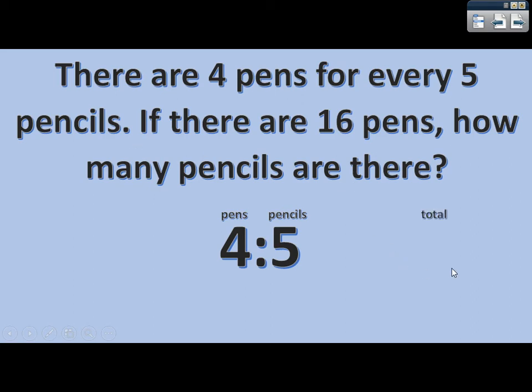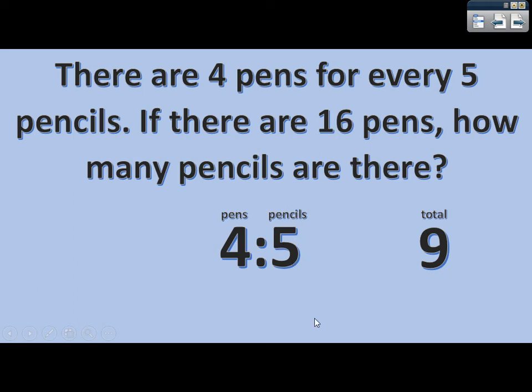I'll do a little total in case I need it. 4 plus 5 is 9. But forget about the total for now. Next it says if there are 16 pens. So we know what happens to the pens. They get changed from 4 to 16. It's going to be times. What do you do to 4 to get to 16? 4, 8, 12, 16. You times it by 4. So the pens gets times by 4 to become 16.